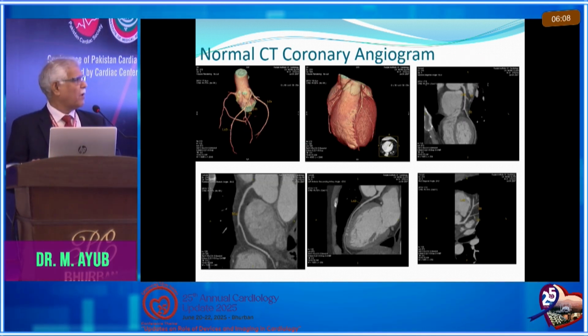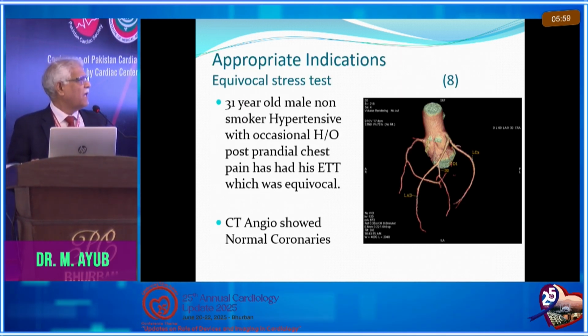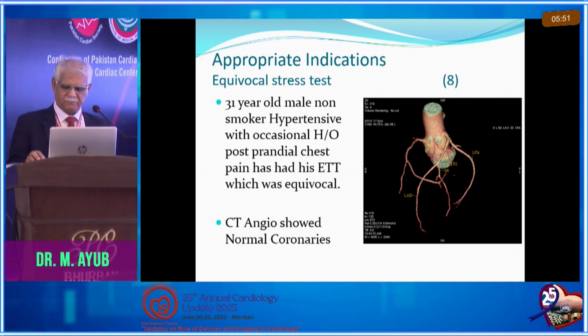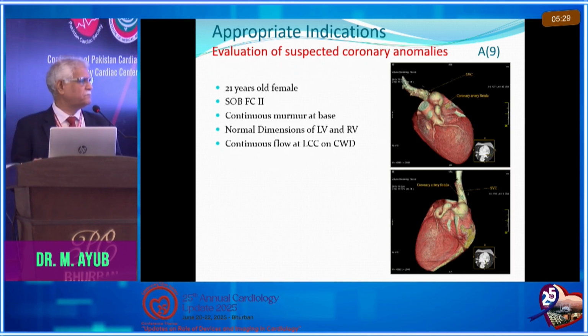This is an example of a normal coronary angiogram, and an abnormal coronary angiogram, in a patient with intermediate likelihood of coronary artery disease. Then when there is an equivocal stress test, you do an ETT test, but it is equivocal, then CT coronary angiography clarifies. And it can rule in or rule out coronary artery disease in these patients. It is an excellent test when you are suspecting coronary anomalies. Sometimes you are not able to engage coronary arteries and the anomaly is the reason. And then CT angiography can define the anomaly in its entirety. A patient with coronary fistula.